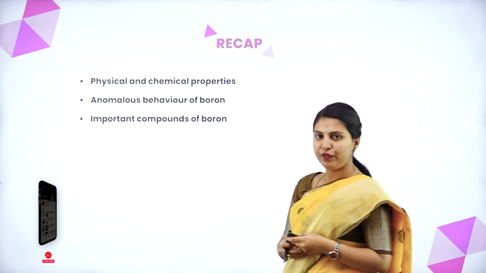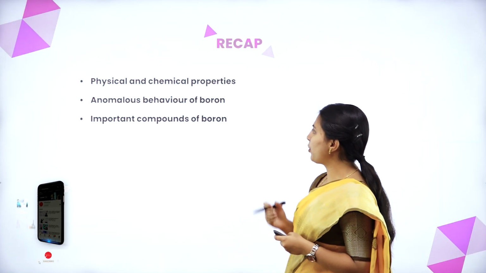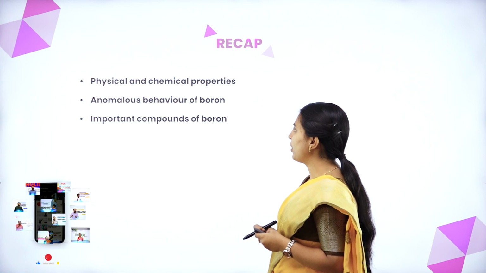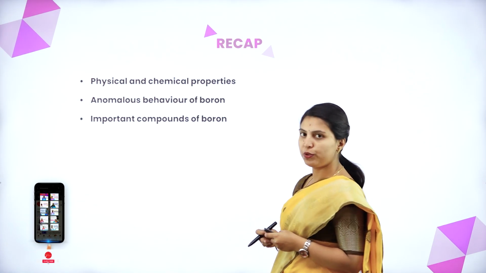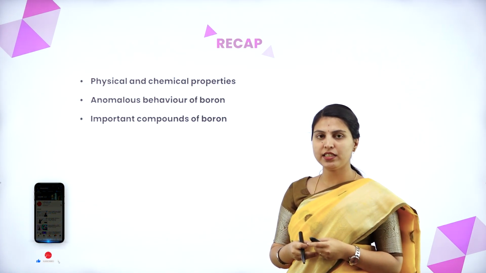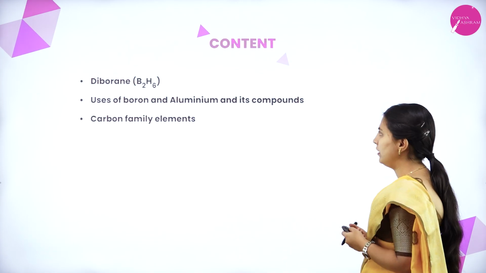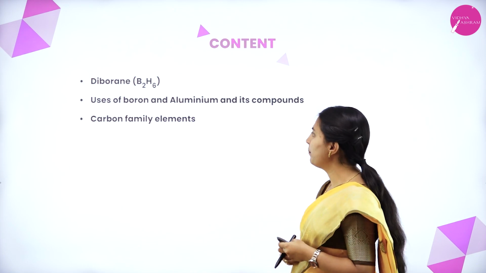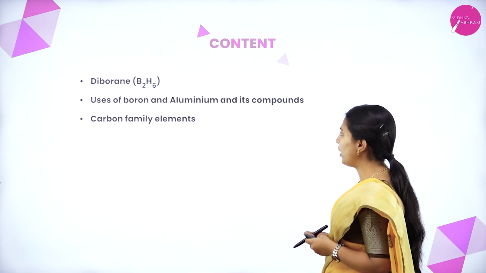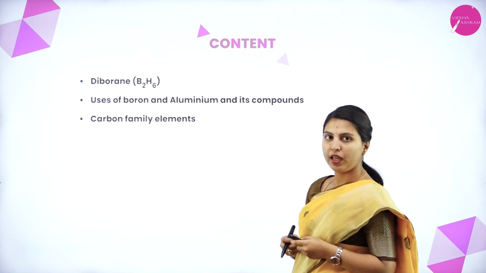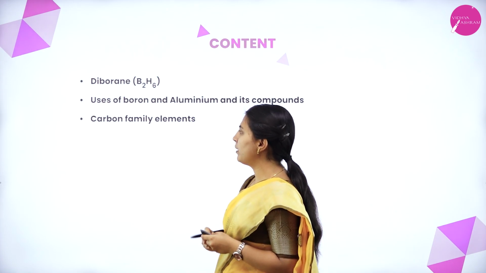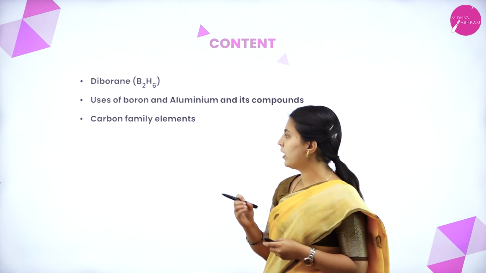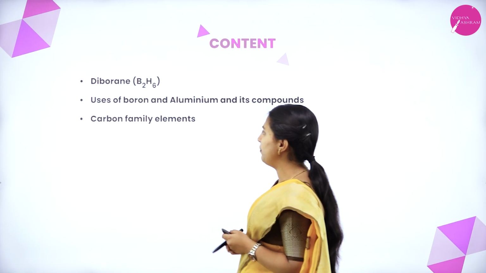In the last session we discussed physical and chemical properties, anomalous behavior of boron, and important compounds of boron. These are the 3 contents we have discussed in the previous session. In this session we will discuss diborane, its methods of preparation, uses of boron and aluminium and its compounds, and also some of the introductory points of carbon family elements.